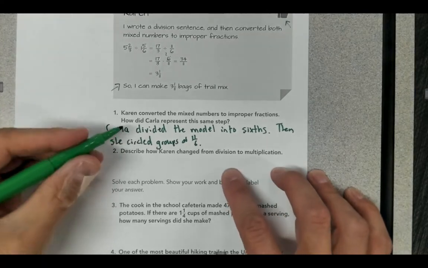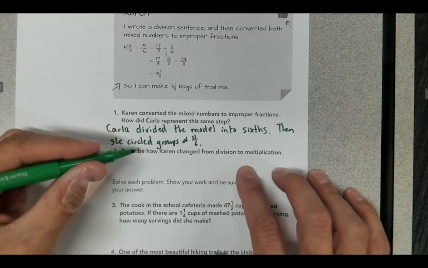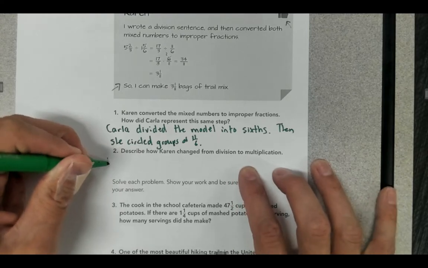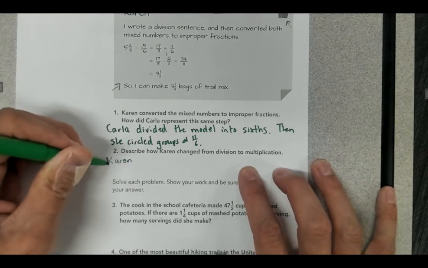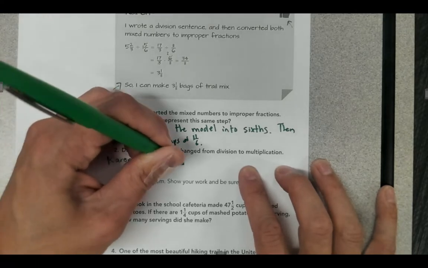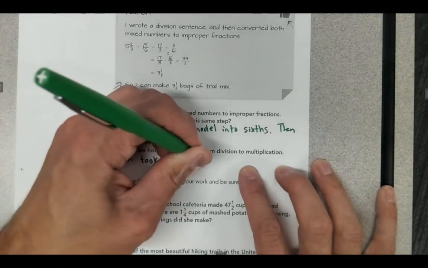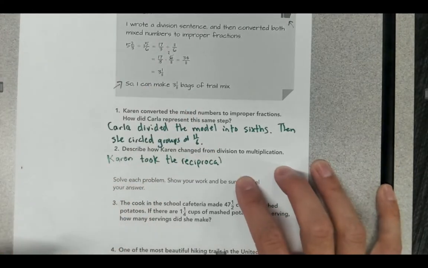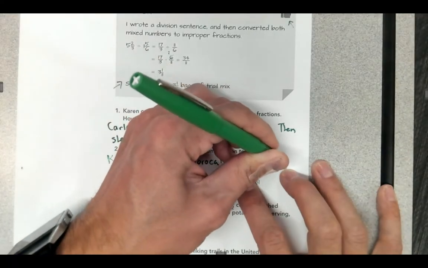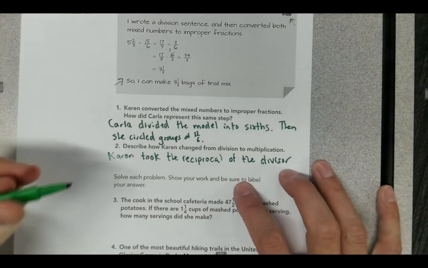Describe how Karen changed from division to multiplication. Karen took the reciprocal of the divisor. And then multiplied.